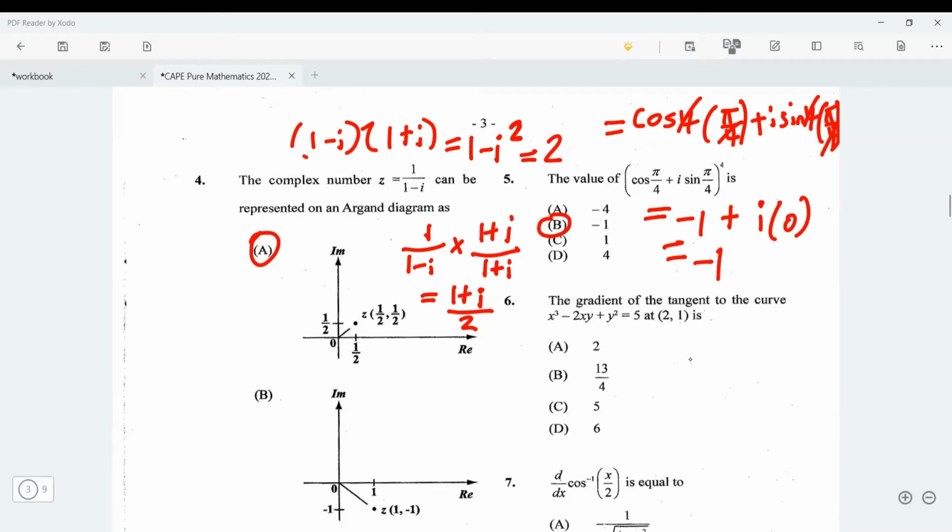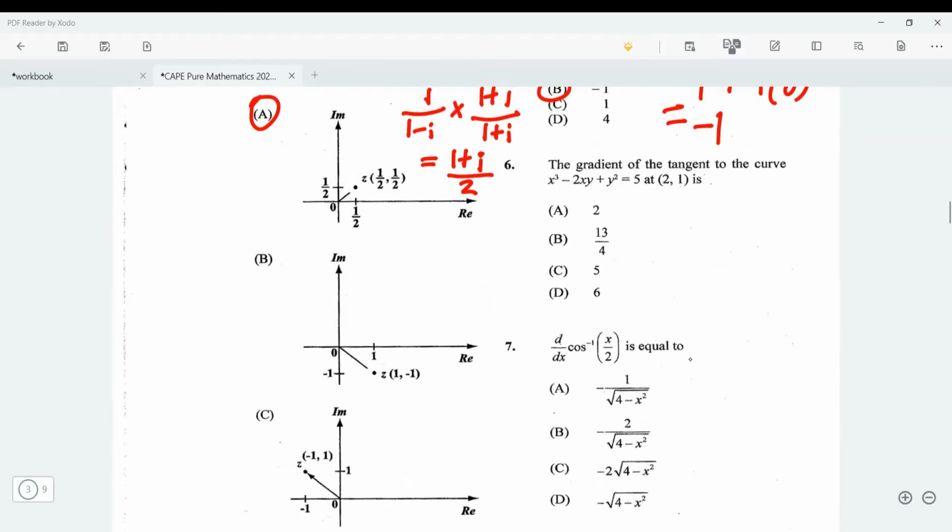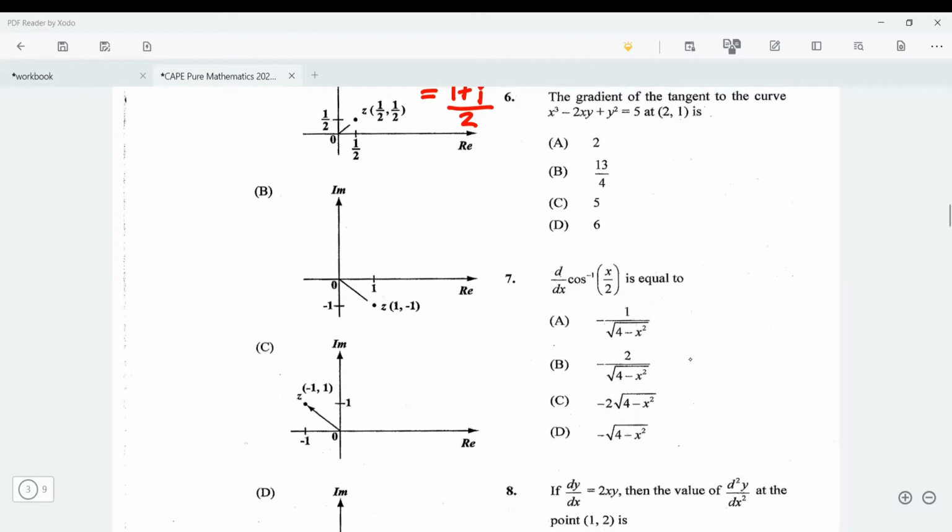Nice. Question 6. The gradient of the tangent to the curve x cubed minus 2x plus 2xy plus y squared equals 5 at (2, 1). So we need to differentiate this curve. When you differentiate x cubed, you get 3x squared. Minus, we need to differentiate 2xy. Now we're going to use product rule. We keep the first, 2x, then we multiply it by the derivative of the second.